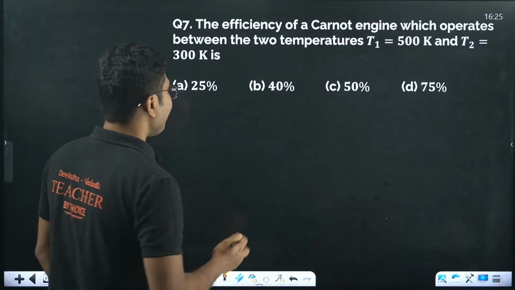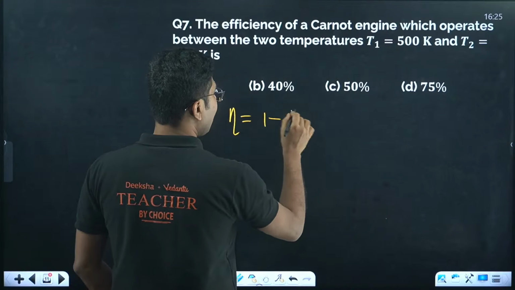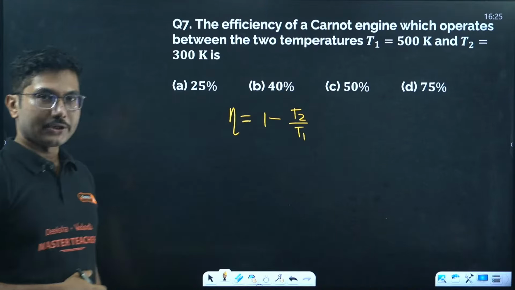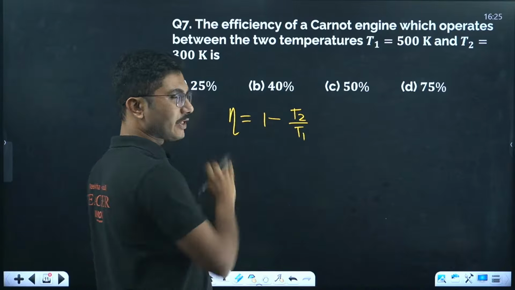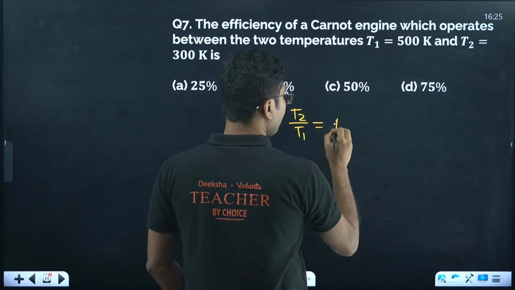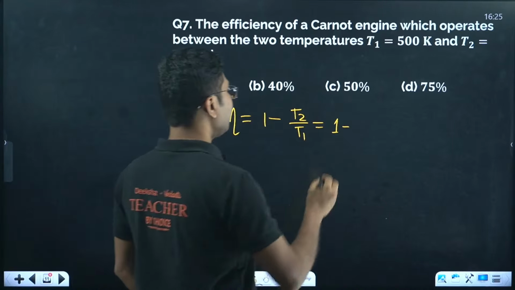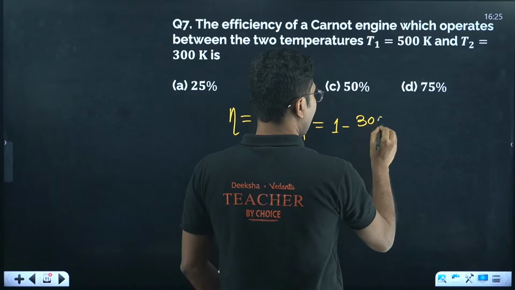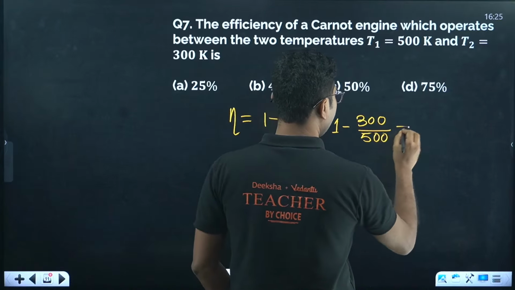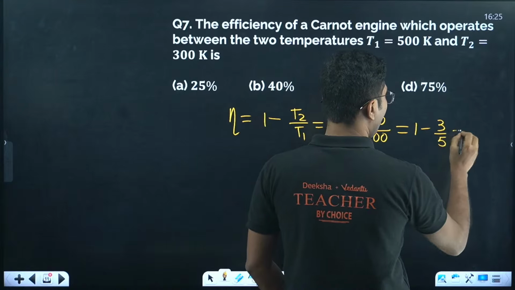What is the efficiency of Carnot engine? Efficiency of Carnot engine is 1 minus cold temperature by hot temperature. Remember that, cold temperature by hot temperature. Efficiency cannot be negative. So 1 minus the cold temperature given here is 300, and the hot temperature is given here 500. So it will be 1 minus 3 by 5, or 2 by 5.